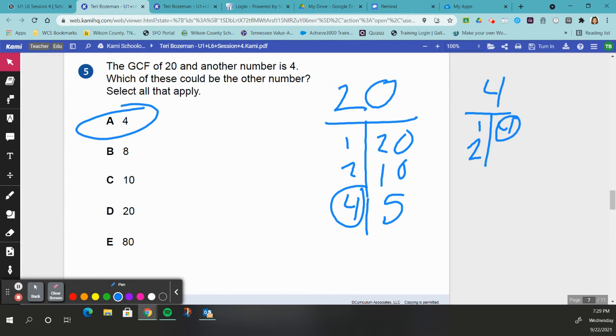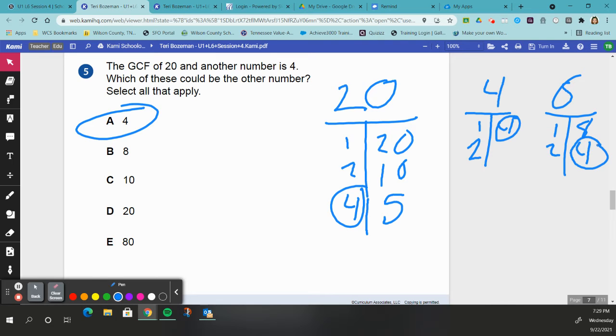Then we need to check it out for 8. Is the greatest common factor going to be 4? So 1 times 8, 2 times 4 would be our factors for 8. And the greatest one they have in common is 4. All right, and then 10. Well, 4 is not a factor of 10.